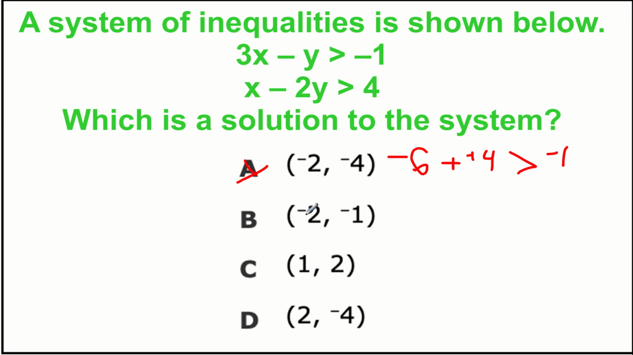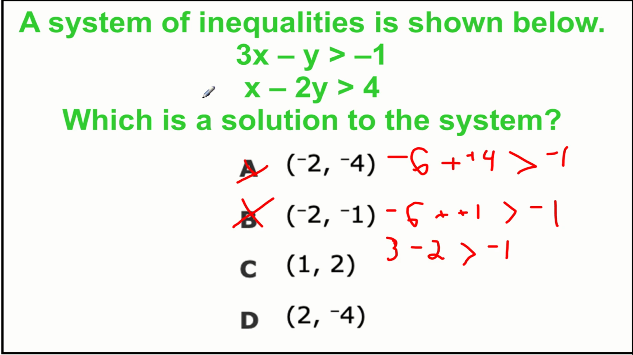If I do this one here, I plug in -2 and -1. -2 times 3 makes -6, minus -1, got to be greater than -1. Same change, that's -5, not greater than -1. We plug in 1 and 2. So we got 3 times 1 is 3, minus 2, got to be greater than -1. 3 minus 2 is 1, that's greater than -1. So it works for the first inequality.